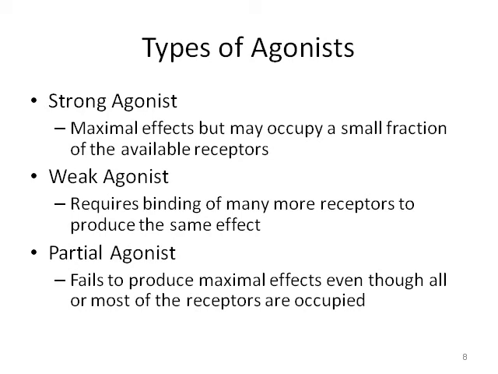And then we have a partial agonist, which is a drug that will produce effects, but you can't get the maximal effects of the system, even though you got all the receptors occupied.